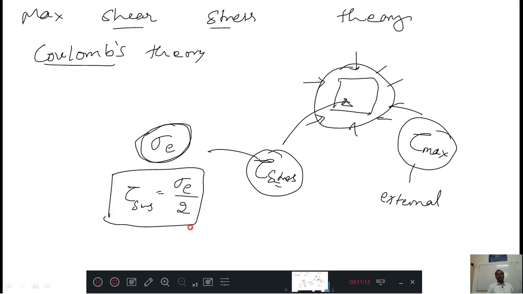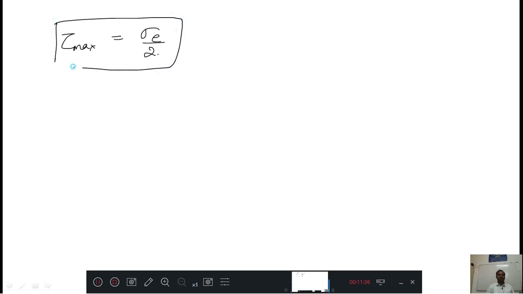Okay, why do we have to consider sigma E by 2? That you have to think, because we already explained it in the previous classes. Then shear stress will be equal to sigma E by 2. Then whatever tau max you get by application of external forces, you need to equate it to sigma E by 2. Then you can design the other dimensions, or otherwise you can check the stability of the material.